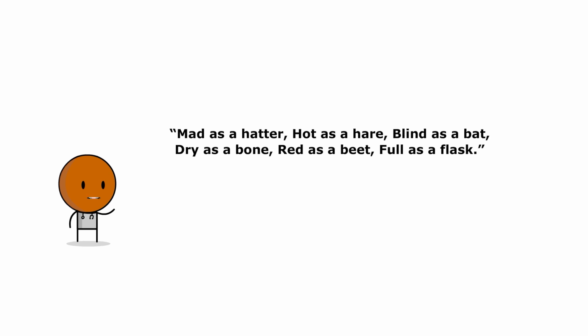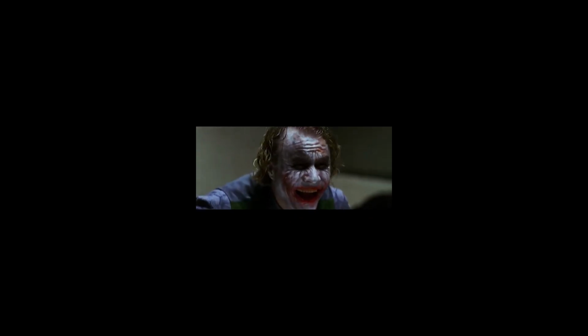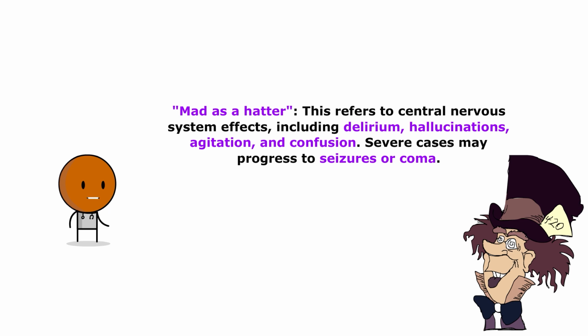Now, let's discuss the symptoms of anticholinergic toxicity, which can be remembered by the mnemonic: mad as a hatter, hot as a hare, blind as a bat, dry as a bone, red as a beet, and full as a flask. Let's break these down. Mad as a hatter. This refers to central nervous system effects including delirium, hallucinations, agitation, and confusion. Severe cases may progress to seizures or coma.